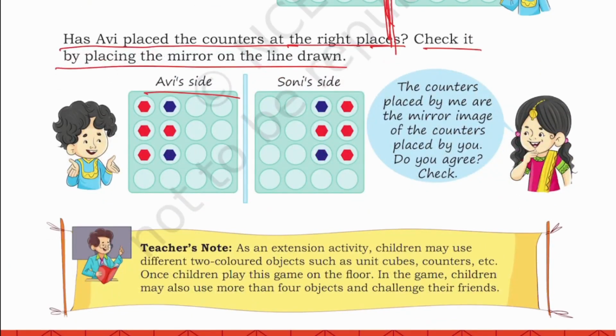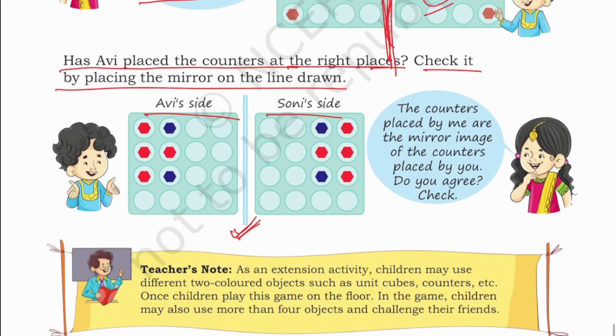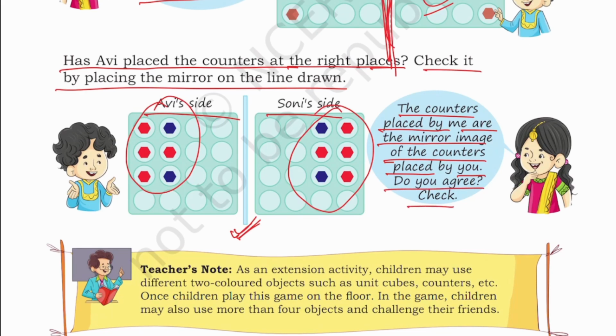Similarly, Avi's side and Sony's side, is it true? Is this image symmetrical to this? The counters placed by me are the mirror image of the counters placed by you. Do you agree? Check, Sony says.